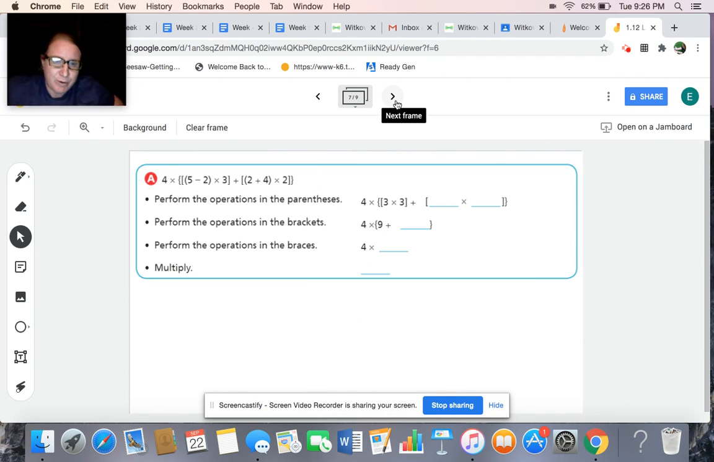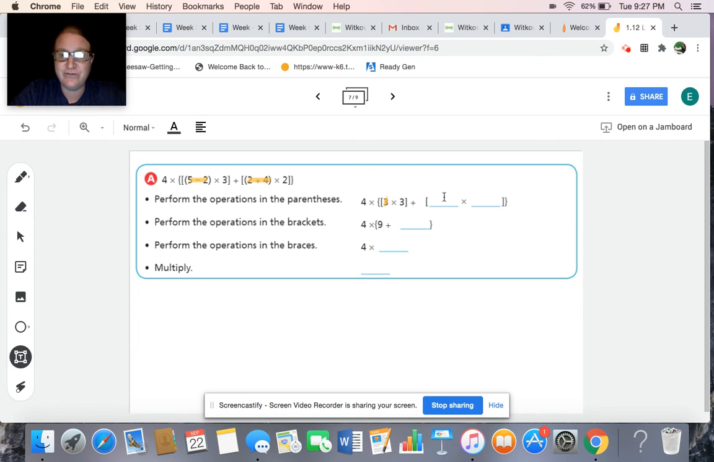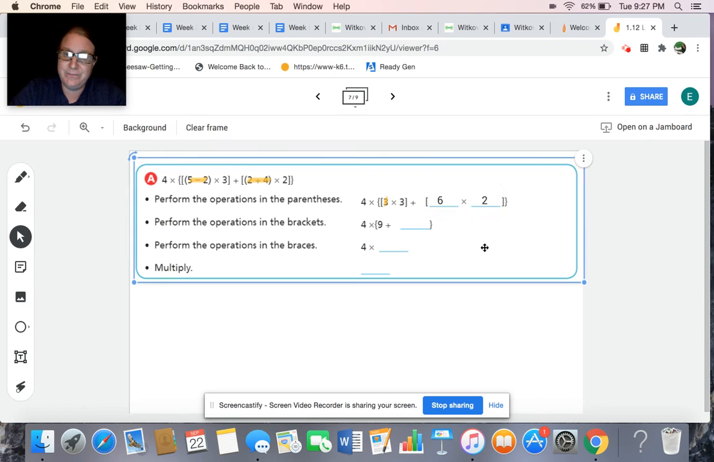It says, perform the operations in parentheses first. Let me get my handy dandy highlighter out here. In parentheses. So we have 5 minus 2 and 2 plus 4. So we have 5 minus 2 is 3, and they moved that there for us. Now we're going to do 2 plus 4, and 2 plus 4 is 6. But we also need to carry that 2 and put it over there on the other end. So we'll put that 2 there.